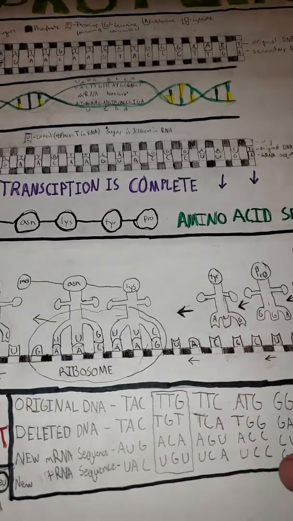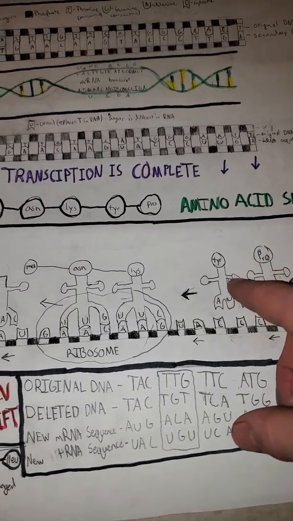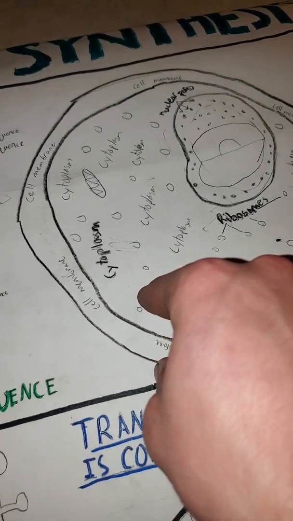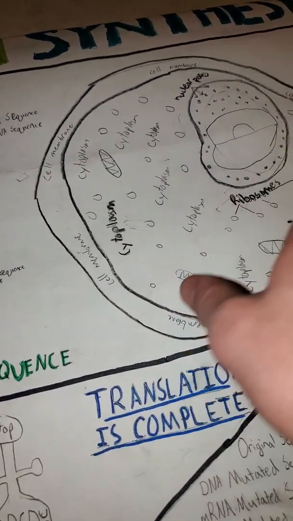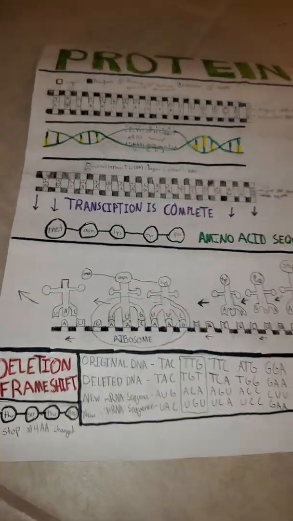So all of our little amino acids are in the cytoplasm, and the messenger RNA is in the cytoplasm and in the ribosomes, as you can see by this diagram.